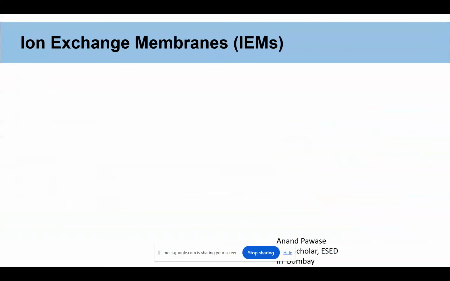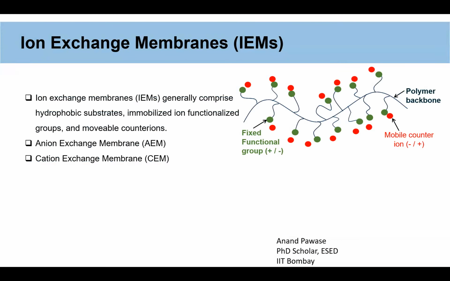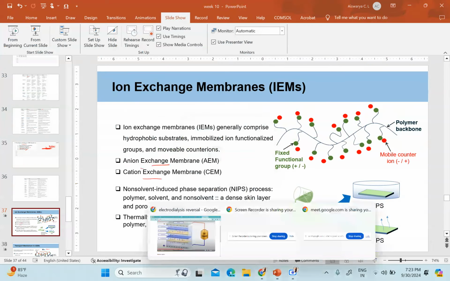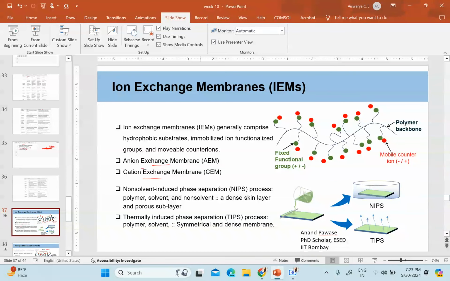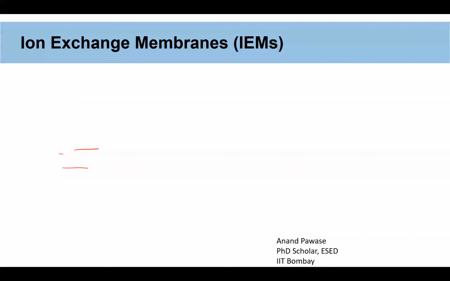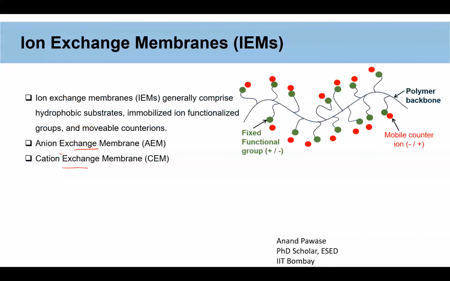So first of all, ion exchange membrane. There will be two types: anion exchange membrane and cation exchange membrane. So here you can see, this is the polymer, and you can see the charges.